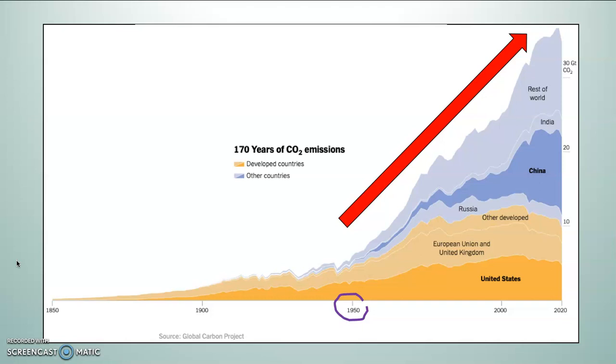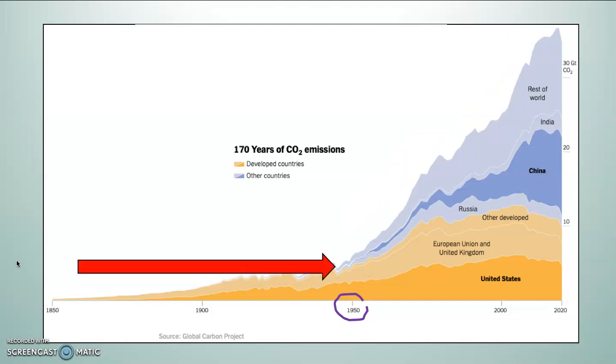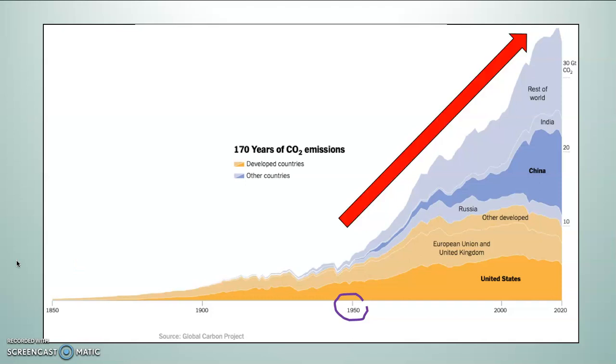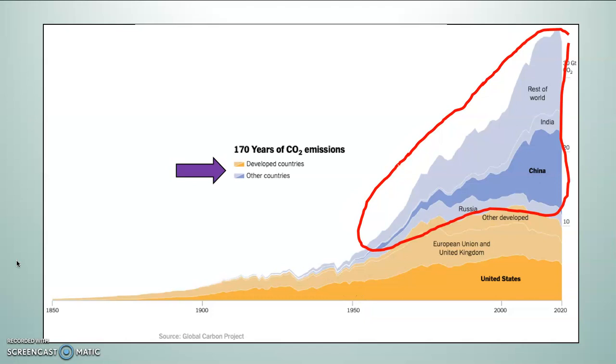Look at that red arrow and compare it to the trajectory of the previous arrow. Boom, up. Well, what happens in 1950? What begins to happen is that other places in the world beyond developed countries begin to industrialize. And of course, that's going to result in more pollution. If you take a look at that purple arrow, that yellow-orangish color indicates developed countries on the graph, whereas the bluish color indicates everybody else, which basically means developing countries.